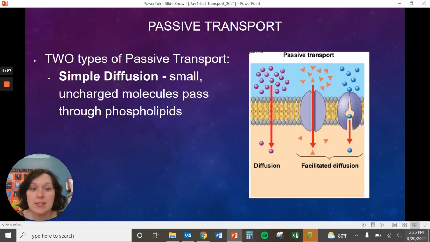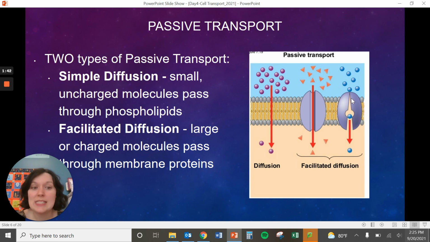Okay, we have two types of passive transport. We have simple diffusion, or sometimes just referred to as diffusion, and that's when small molecules, again our uncharged, non-polar molecules, can go straight through the membrane through the phospholipids. That's simple diffusion. Facilitated diffusion is what we refer to it as when we have larger molecules or charged molecules that can't pass through and need help by going through a membrane protein. It's still diffusing from high concentration to low concentration, but it is being helped or facilitated by these channels or proteins.